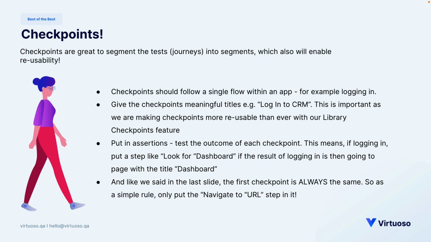Put in an assertion at the end of your checkpoint. For instance, if you log in, put a step like look for the dashboard, if the result of logging in is that you see a page with the title dashboard. And like we said in the last slide, just to reinforce, the first checkpoint is always the same, so ideally, just put the navigate to a URL in there.